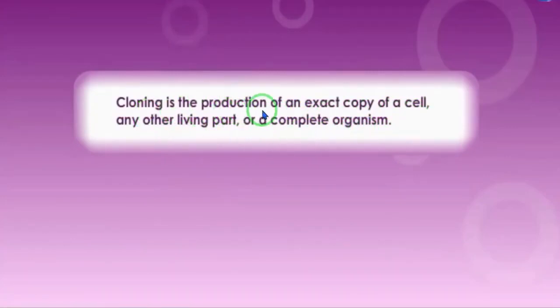Cloning is the production of a genetically exact copy of a cell, which looks like the mother from where it has been taken. Exact copy of a cell, any other living part, or a complete organism, that is known as what? Cloning. So this cloning was first developed.